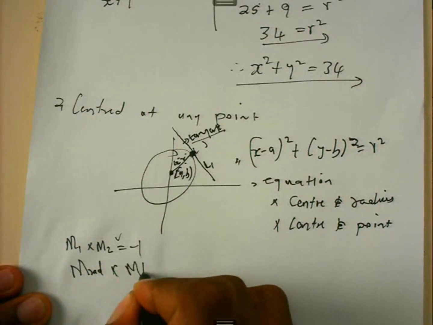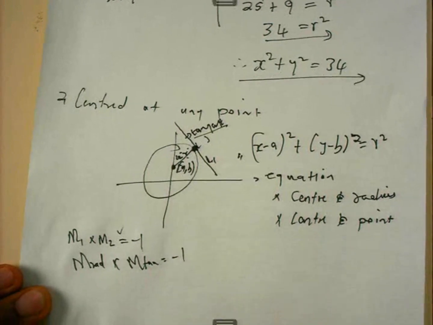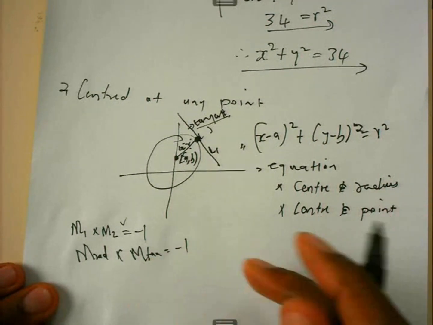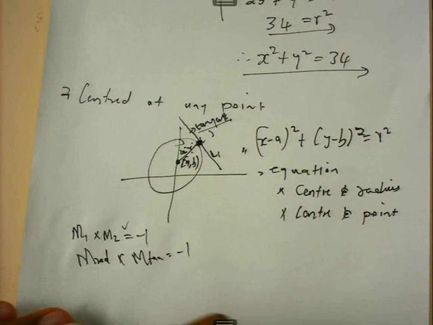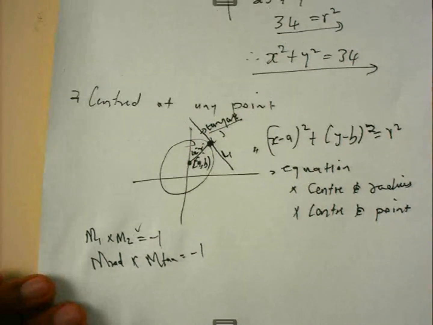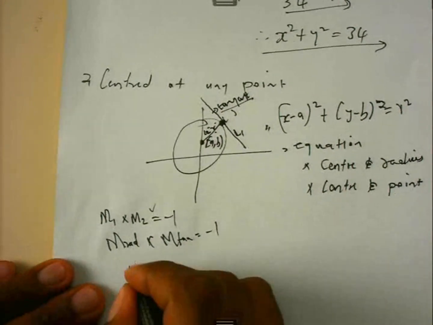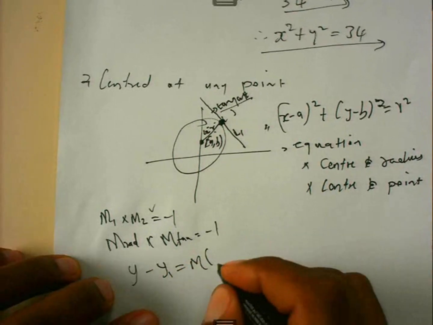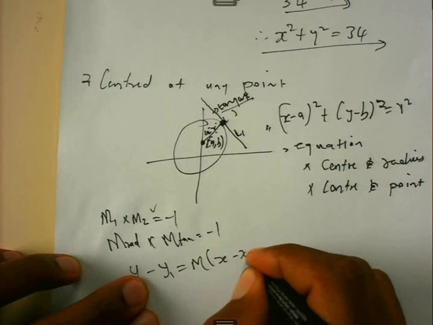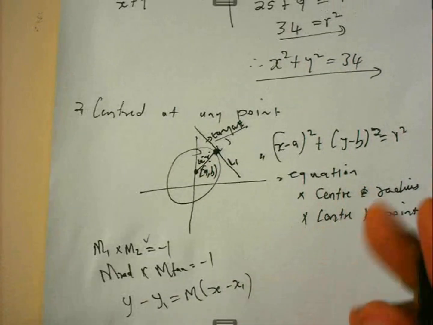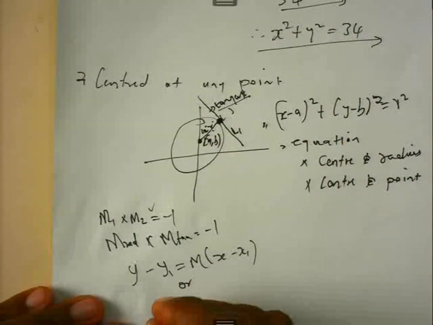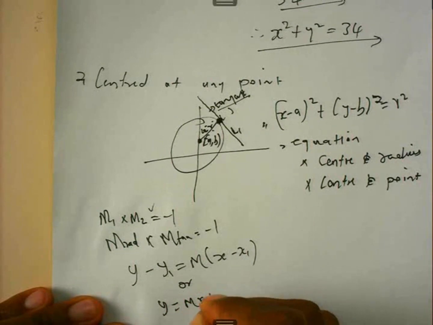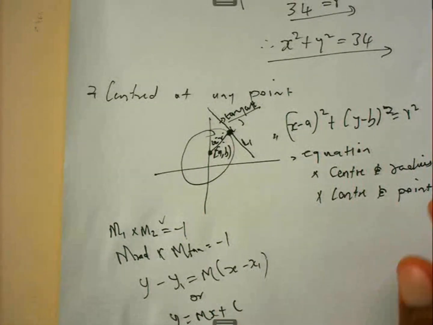Now, once you have that, we say m radius multiplied by m tangent is equal to -1, and therefore you find m tangent by dividing both sides by the gradient of the radius. Once you have the gradient, you remember the equation of the straight line: y minus y1 is equal to m into x minus x1, right? Or one can also say y is equal to mx plus c, right?